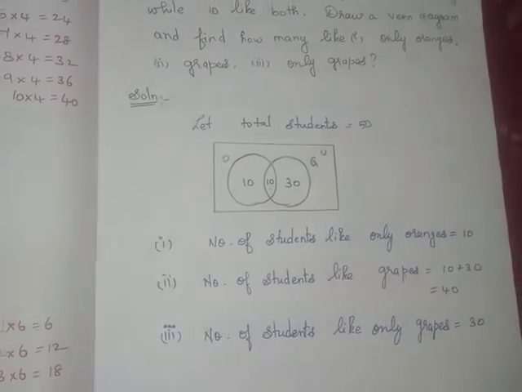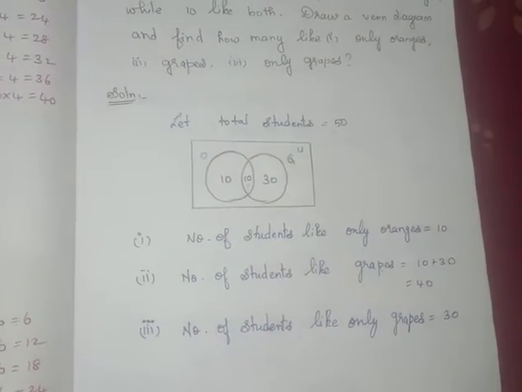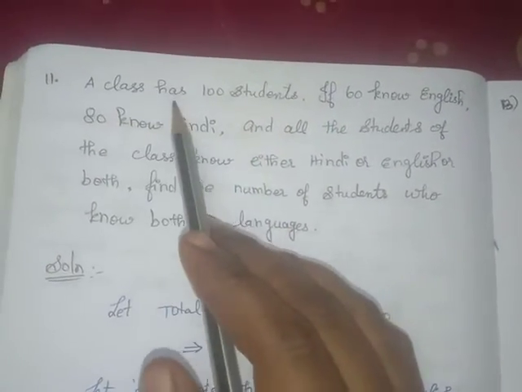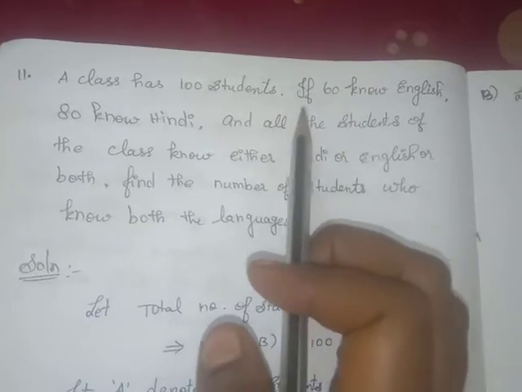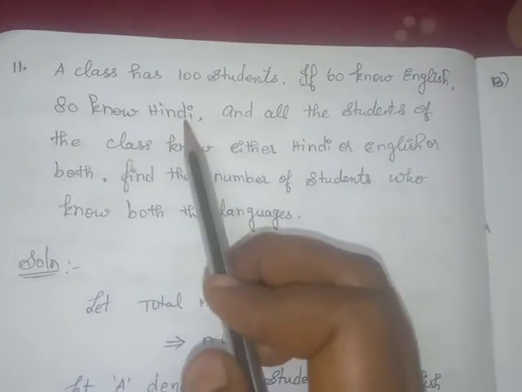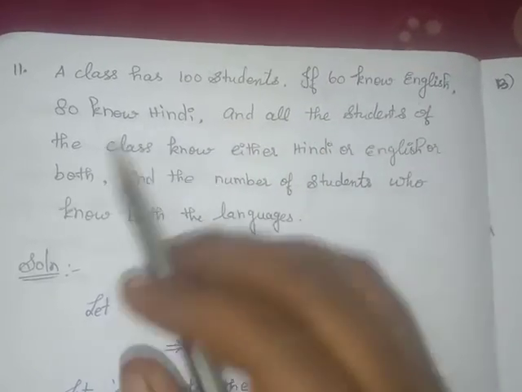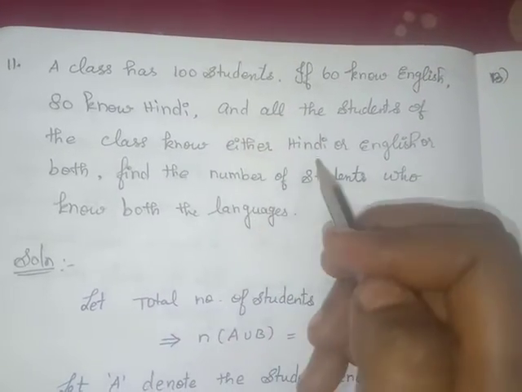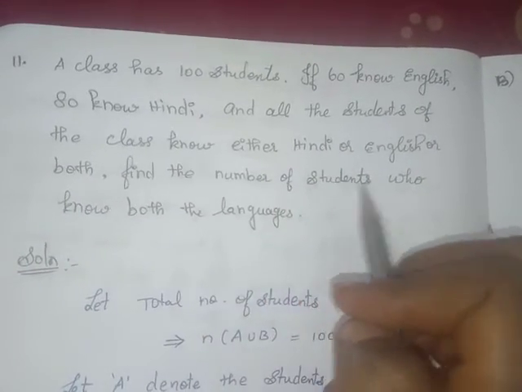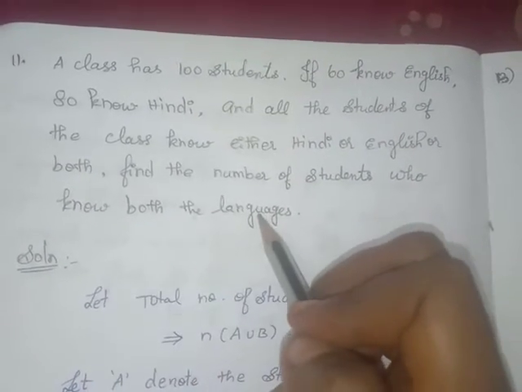So this is the question, children. So everyone understand this sum? Next one, the same model, 11th sum. A class has 100 students. If 60 know English, 80 know Hindi, and all the students of the class know either Hindi or English or both, find the number of students who know both the languages.